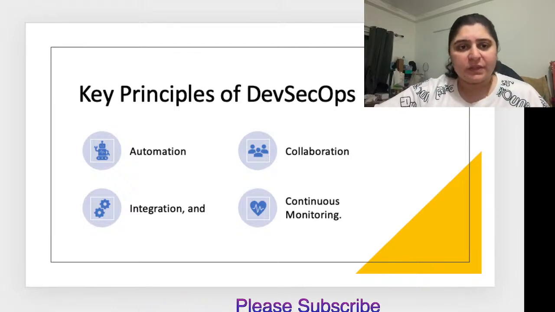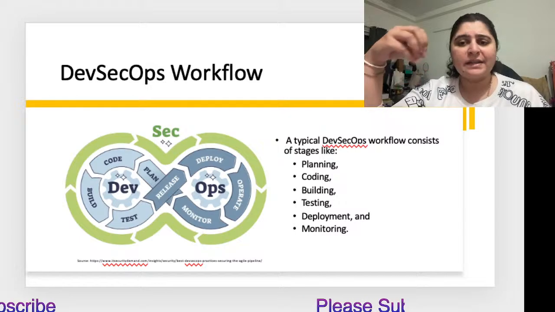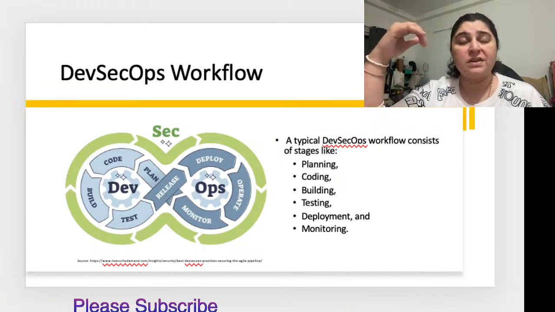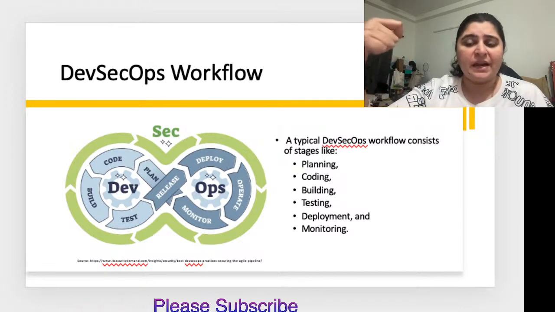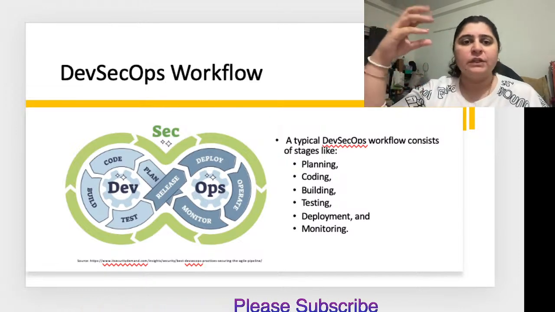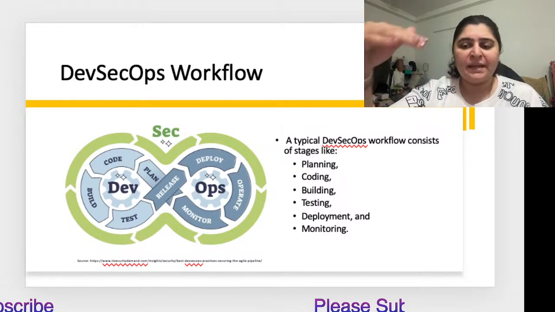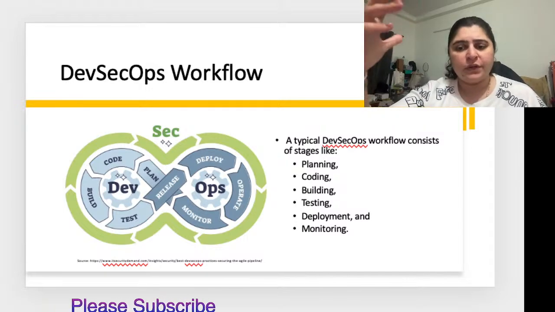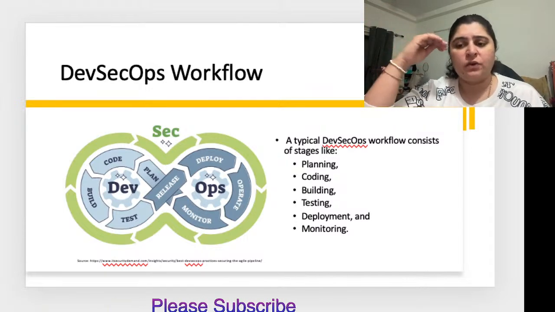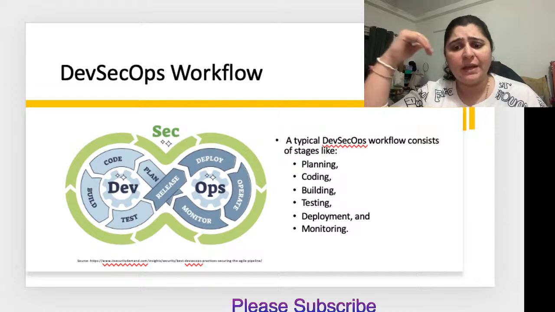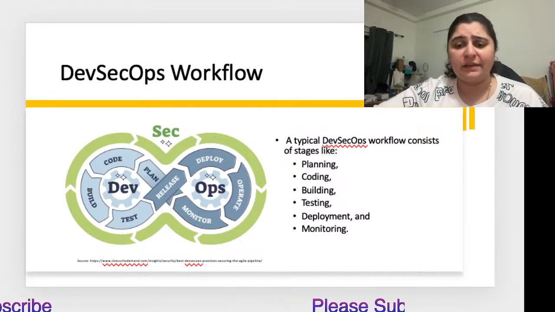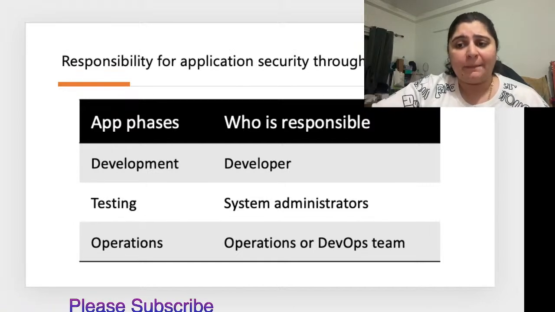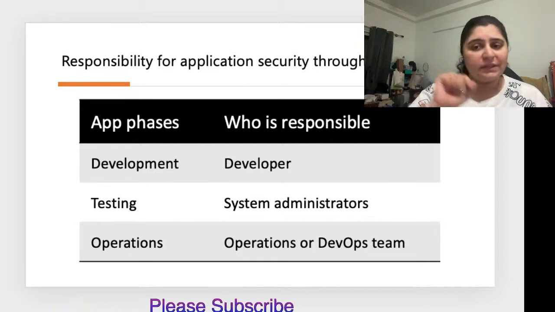Okay, so coming to what is the DevSecOps workflow? Basically, the DevSecOps workflow consists of 6 stages, starting from the planning phase to coding phase, building, testing, deployment, and then monitoring. Security measures are incorporated at each of these stages to identify and mitigate the risk early in the life cycle.